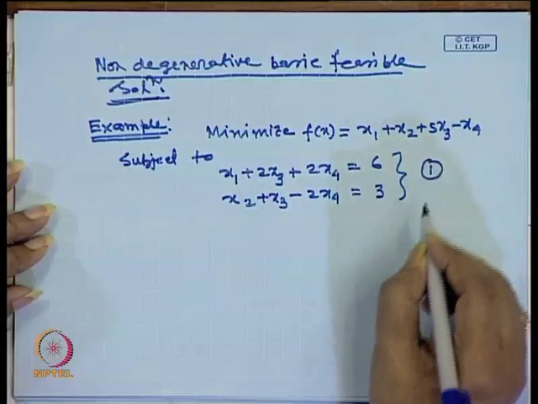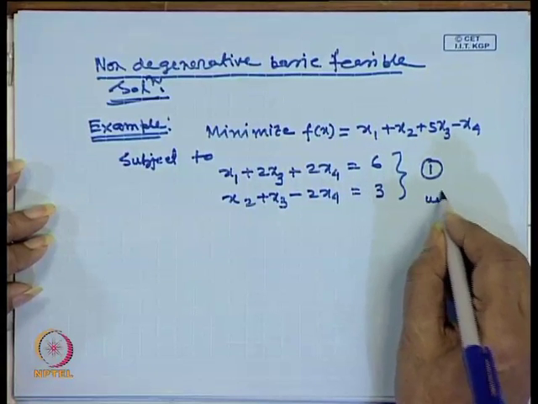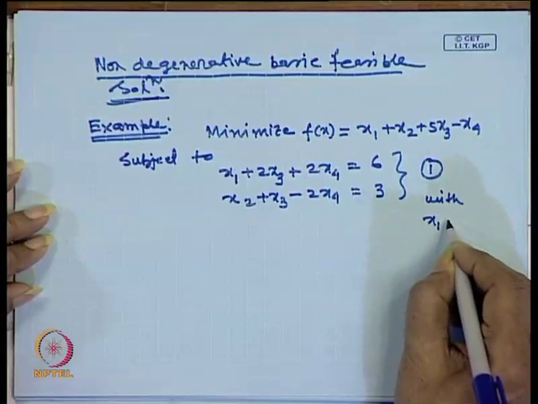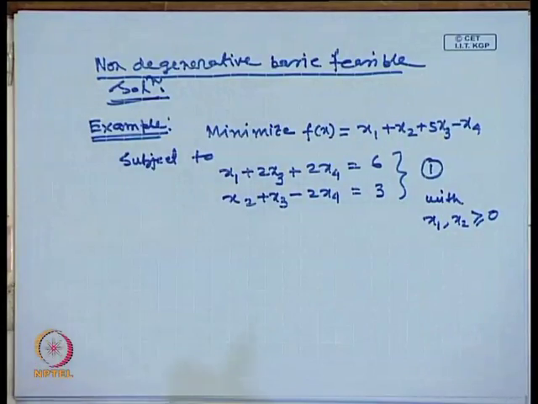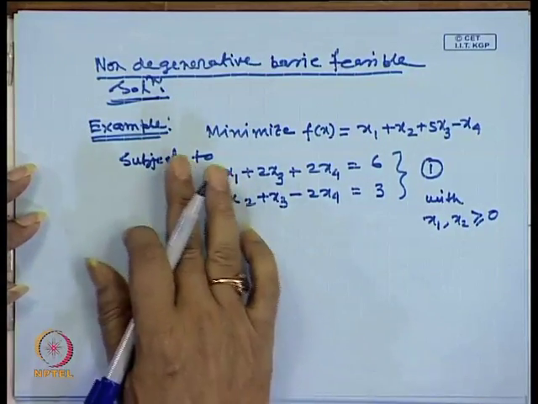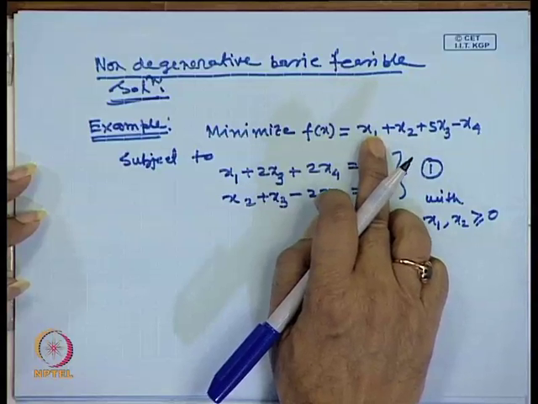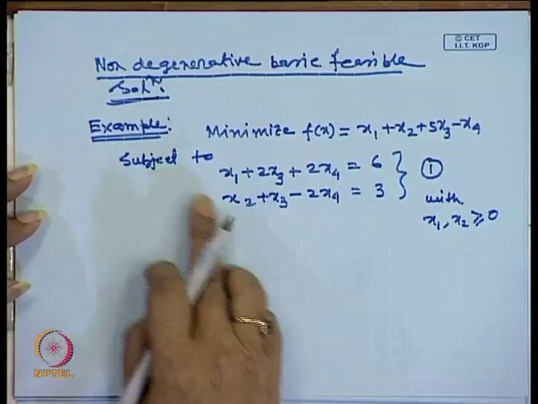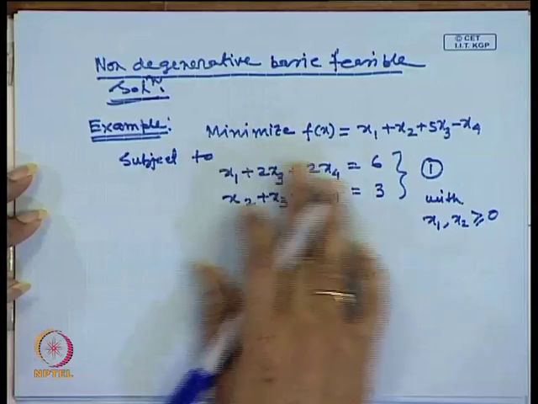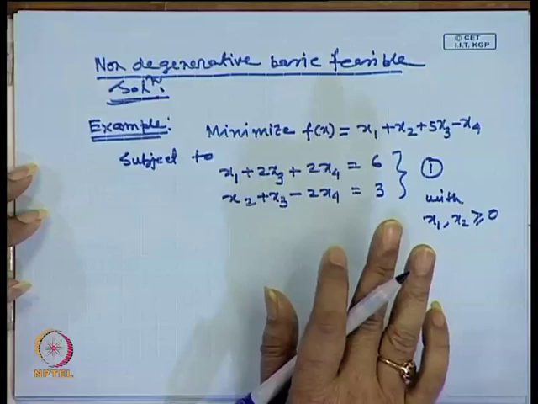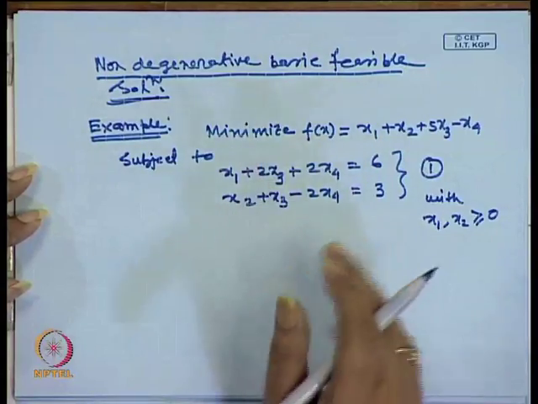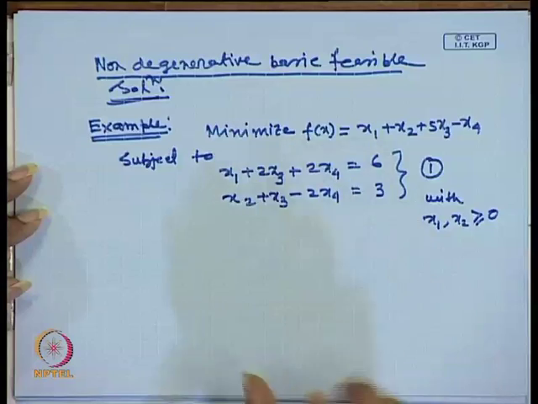Let us call this equation 1, with x 1 and x 2 greater than or equal to 0. So, our objective function is linear and the constraints in this problem are all equality constraints, which are also linear. So, it is a linear programming problem. Then how to solve this in matrix form, that is in other words finally the simplex method. The basic background involved in this we will just discuss.